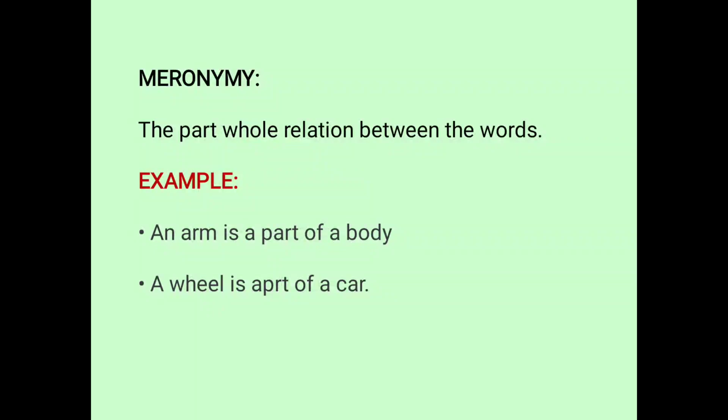Then comes meronymy. The part-whole relation between words is known as meronymy. Means any part which represents its whole. For example, an arm is a part of a body, which is representing the whole. Then in another example, a wheel is a part of a car.